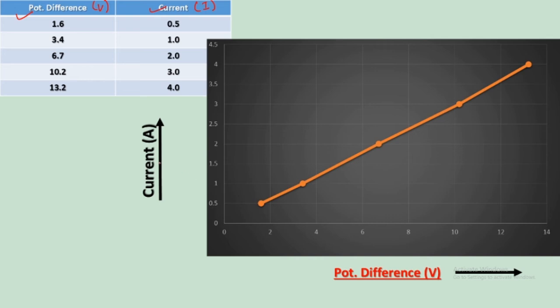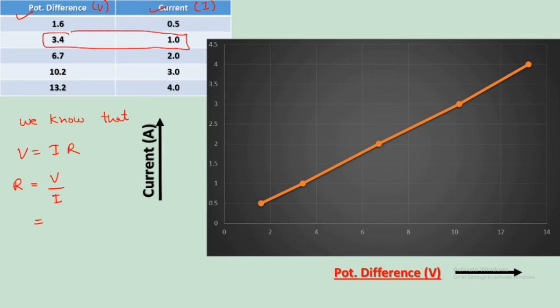We also have to find the resistance R. So we know that V equals I into R. We have to find R, so R equals V upon I. Take a value of V: V is 3.4. So we take 3.4 upon I, and I is 1. So we get R equal to 3.4 ohm. This is the resistance of the conductor, and this is the graph.